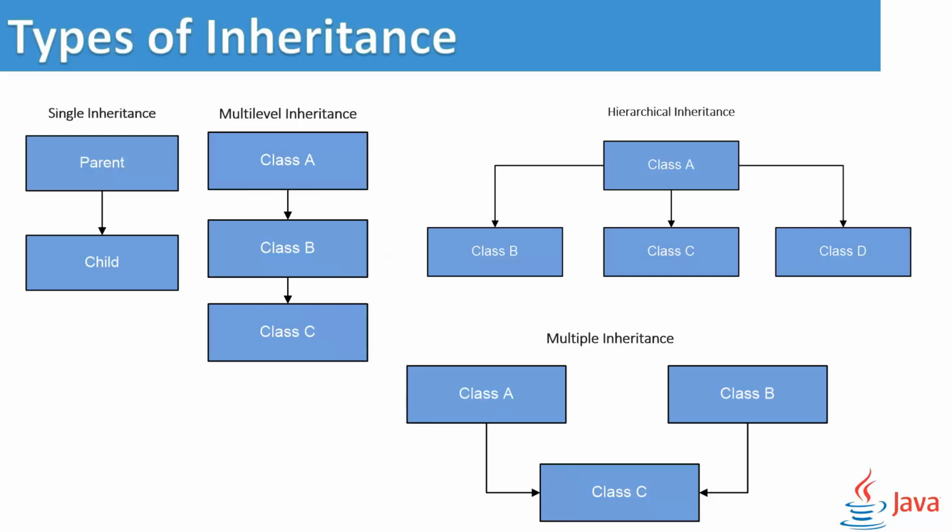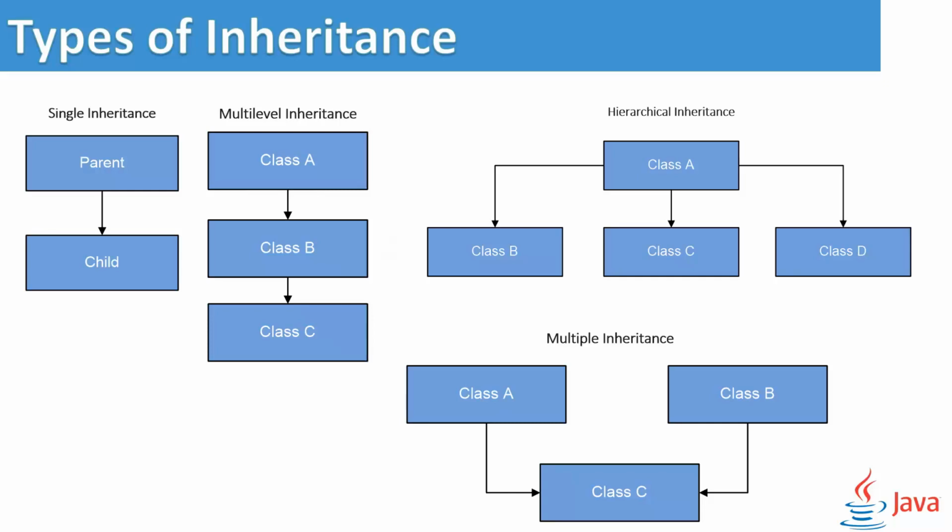Next to these are multiple and hybrid inheritance. Both types of inheritance are not supported by Java. In spite of that, I'm going to give you an example. What are these? Multiple inheritance is when a single child class has 2 or more parent classes, like class A and class B having the same child class, that is C.